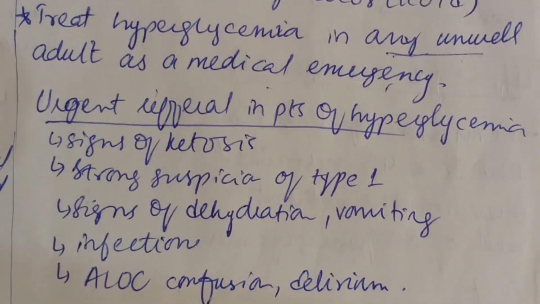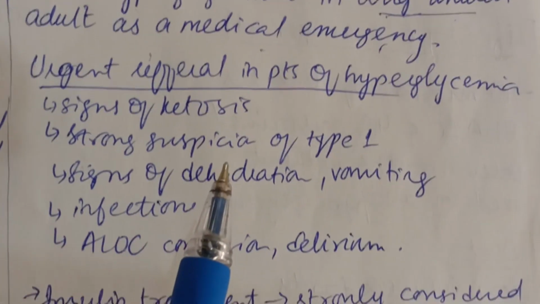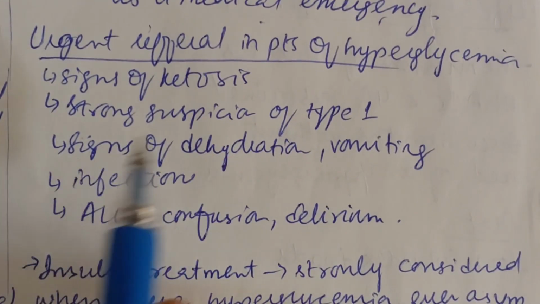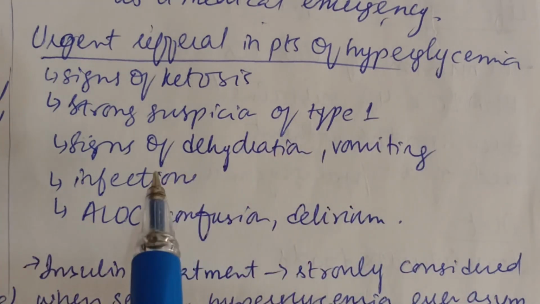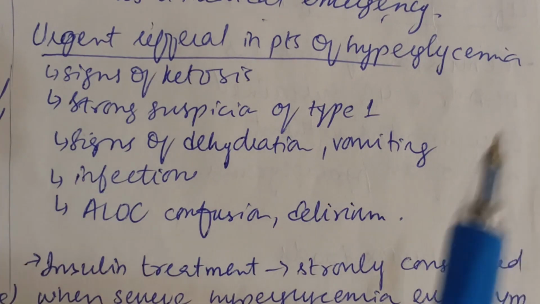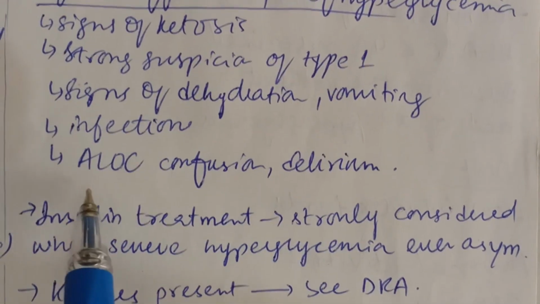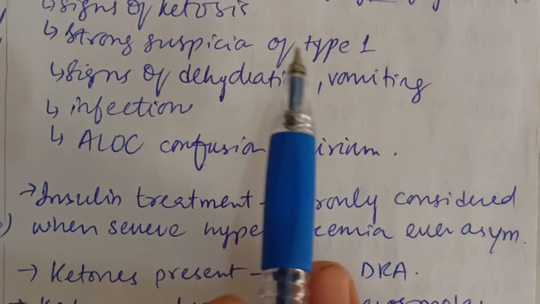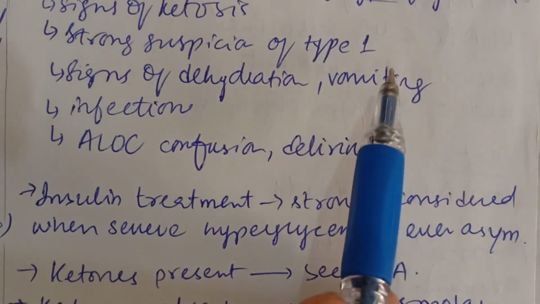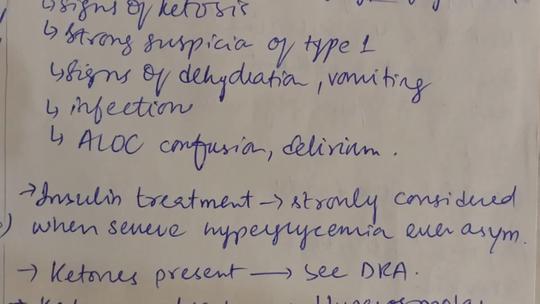Now, urgent referral in patients with hyperglycemia. When is urgent referral indicated? If the patient has signs of ketosis, or strong suspicion of type 1 diabetes, signs of dehydration and vomiting, signs of infection, altered level of consciousness, confusion, or delirium. If any of these conditions are present with hyperglycemia, we are going to urgently refer the patient.